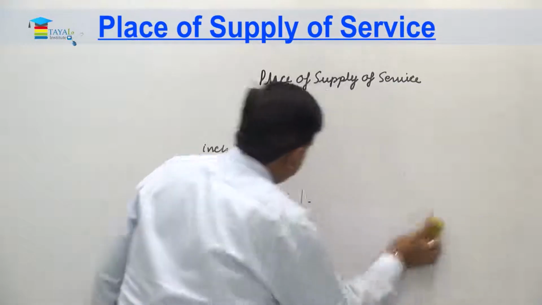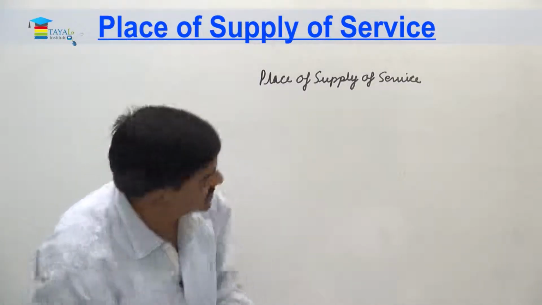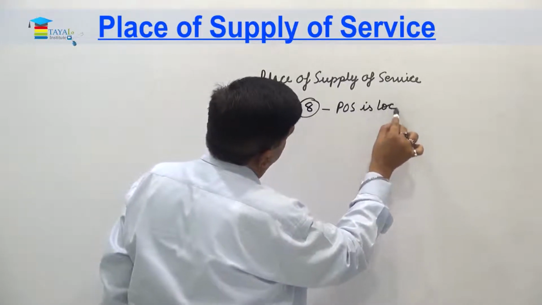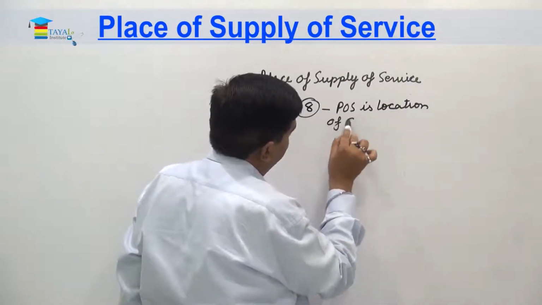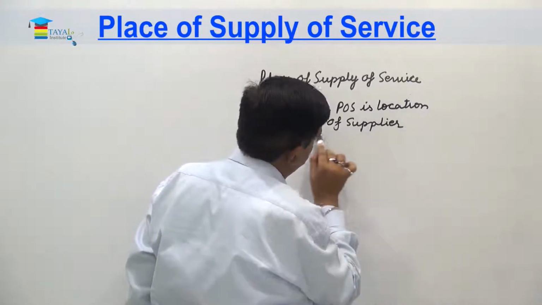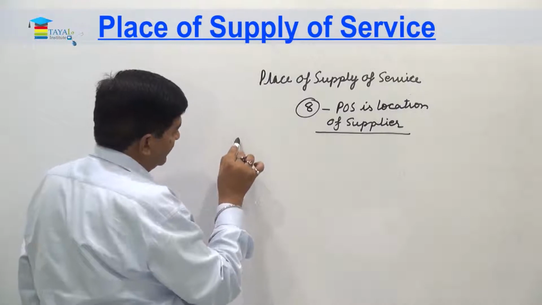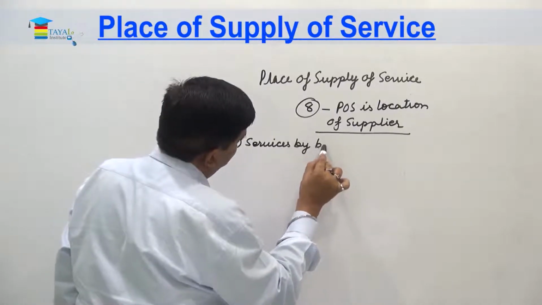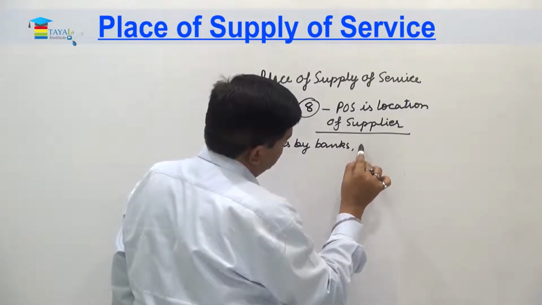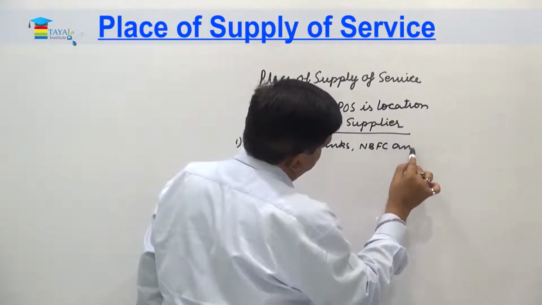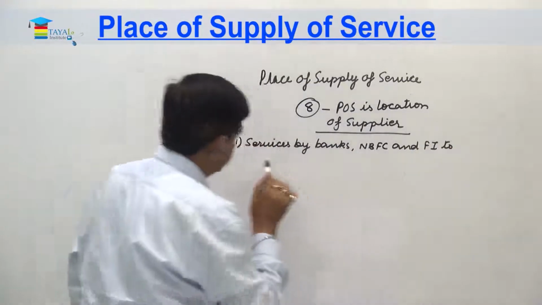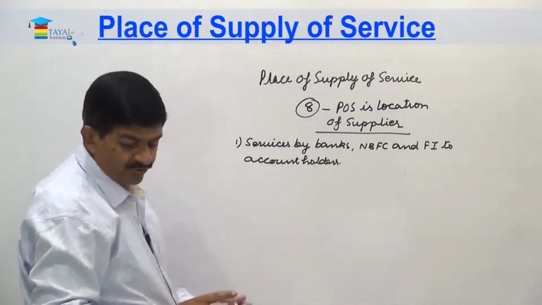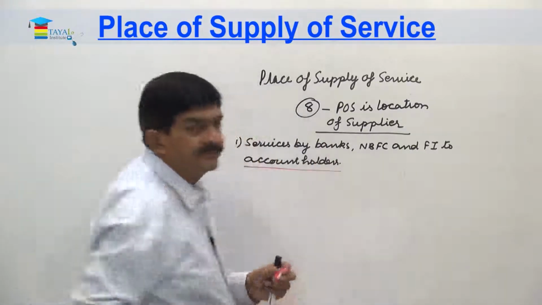Now we move to subsection 8, and subsection 8 is something specific. This says place of supply is location of supplier. So this is something very, very specific, that only the location of supplier is the place of supply. In this we have services by banks, NBFCs and financial institutions to account holders. Underline the word to the account holders, right?